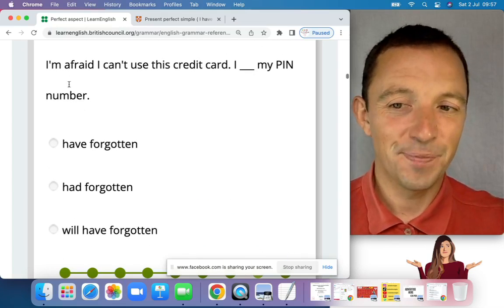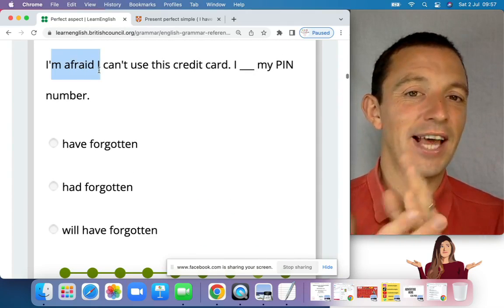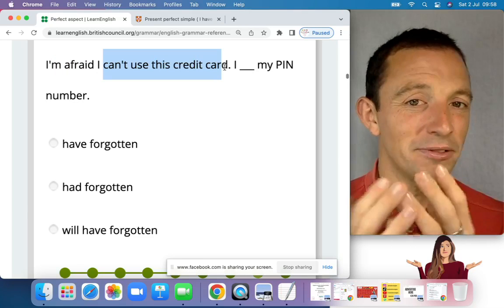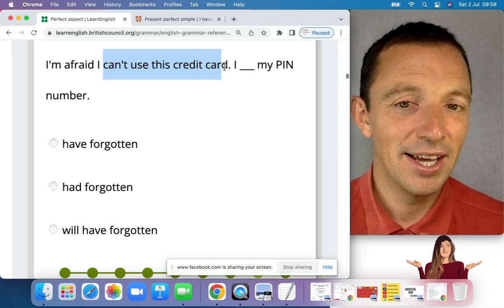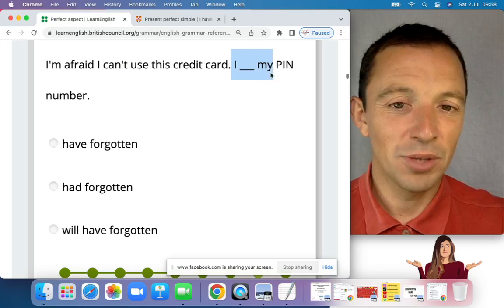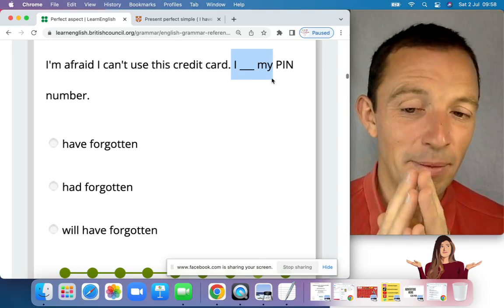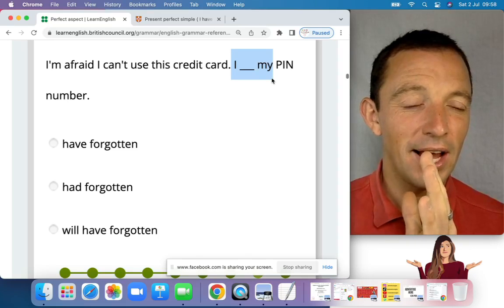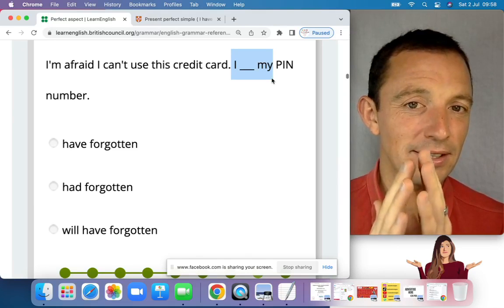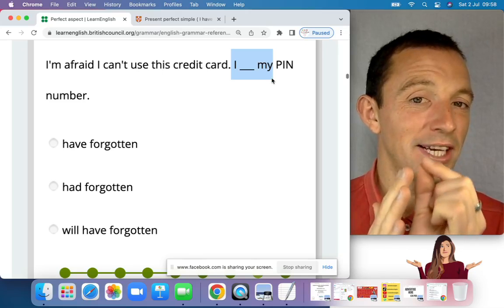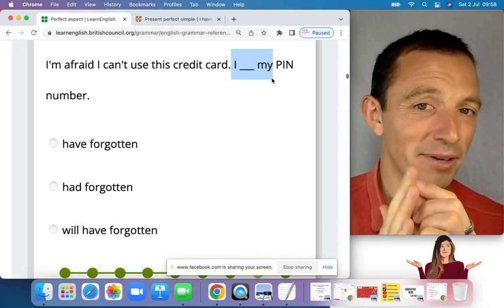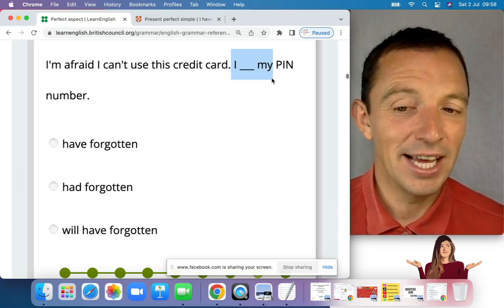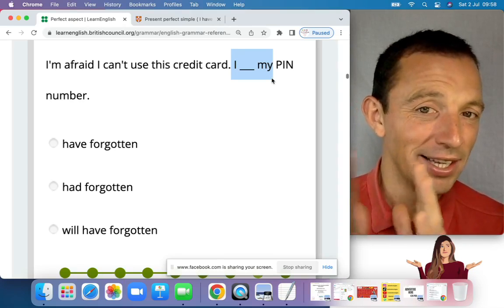I am afraid. This is the present. I am afraid I cannot use this credit card in the present. It's not possible for me to use this credit card in the present. Something, my PIN. So we need to describe the period of time before the present and until that particular moment, perspective in the present. Therefore, we need the present perfect, because it continues to be relevant and important in the present. And this is a good example of the present perfect.